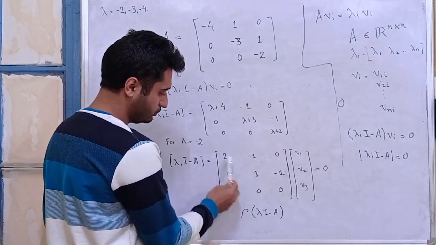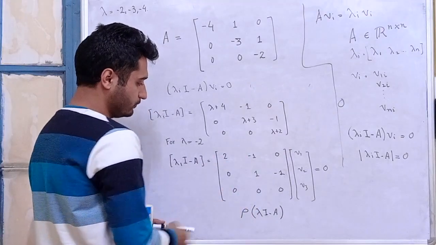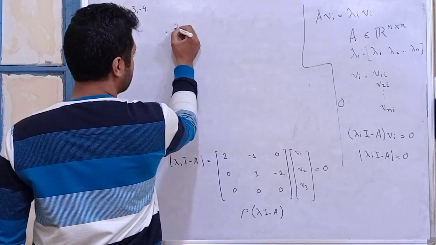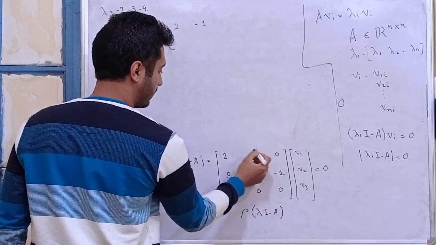Look at this: 2 minus 0, so this is non-vanishing, so rank is 2. So from this you can solve the equation easily. So let's suppose we have 2 minus 1. Let's suppose we take this minor.